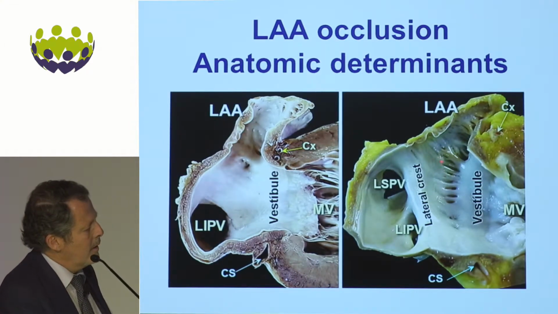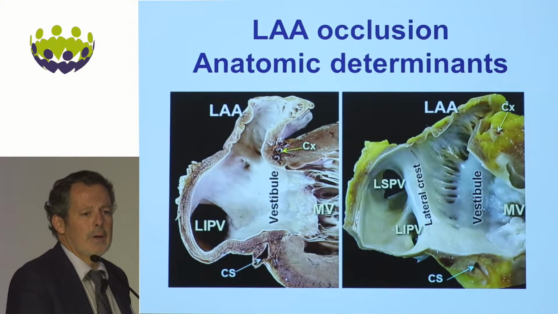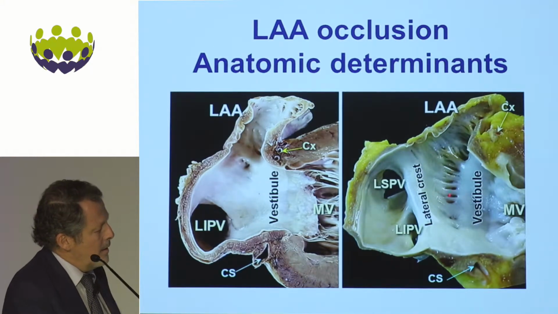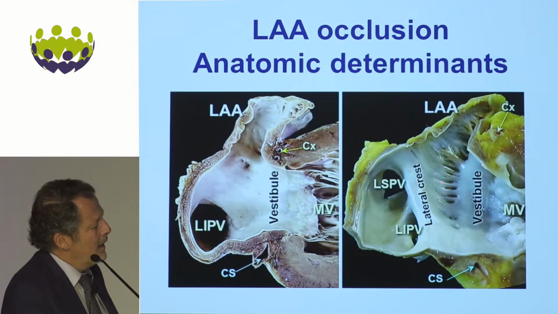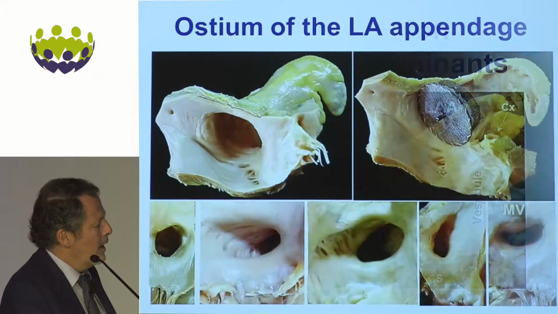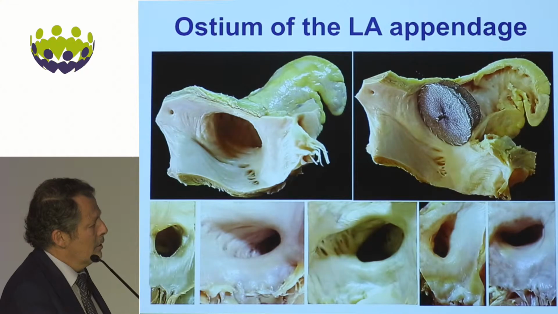Second, please note here the pectinate muscle. Not always are the pectinate muscles inside the left atrial appendage. There is the presence of this extra-appendicular pectinate muscle arising in the orifice of the left atrial appendage. And this is also an important anatomic determinant. The ostium of the appendage.